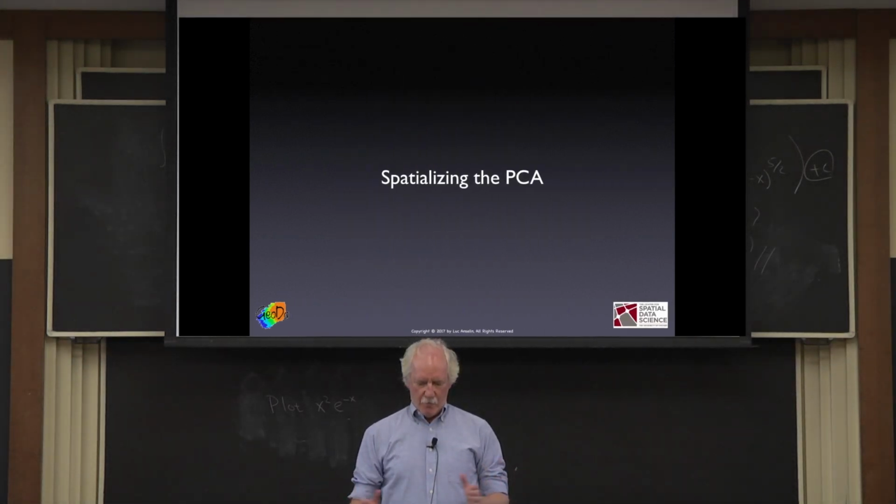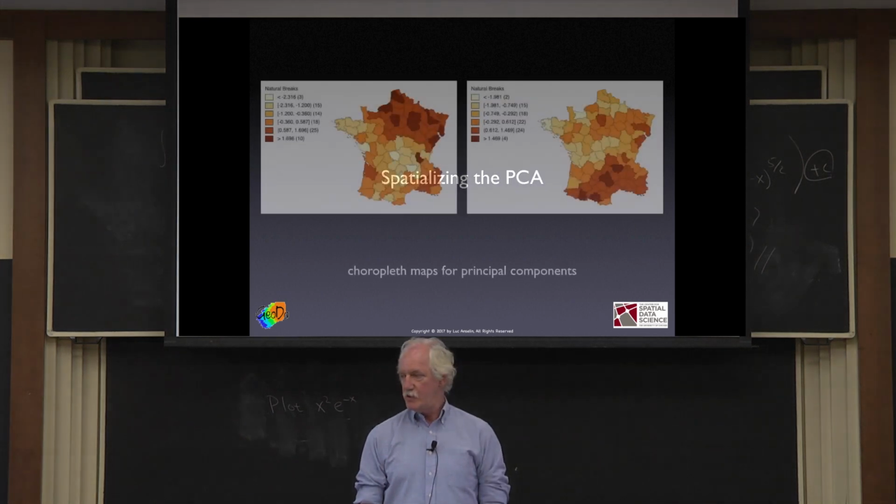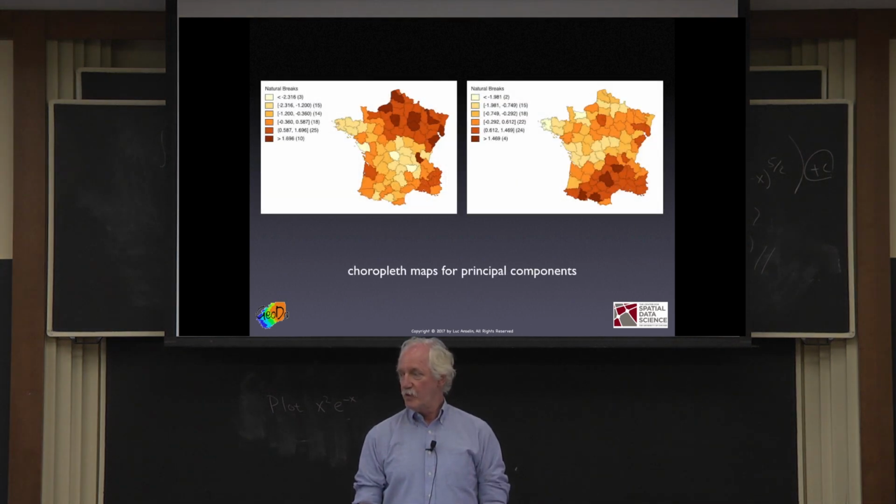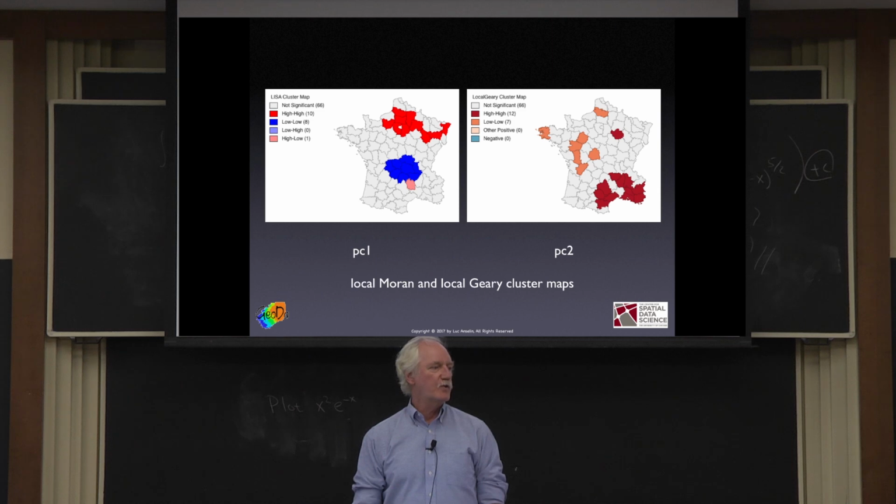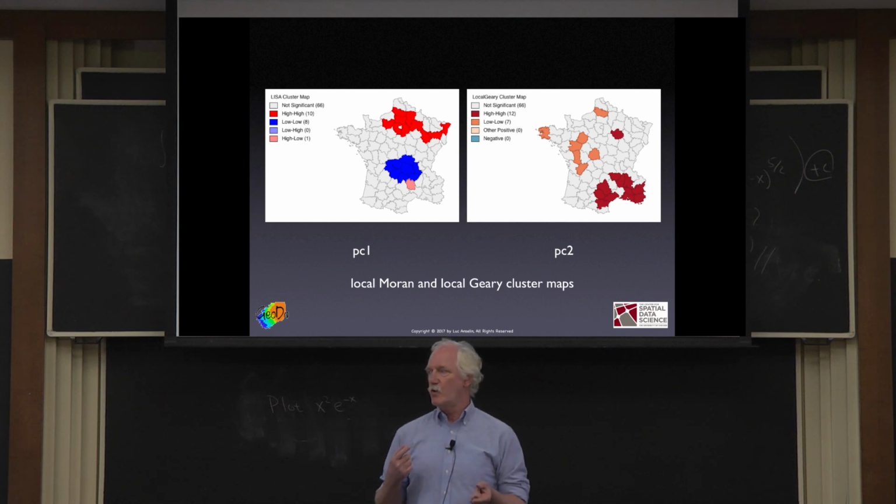So that's one approach, and it's non-spatial, but how can we spatialize this? That's what I like to do. And of course, nothing keeps you from making maps of the spatial distribution of the principal components, or to find local clusters in the spatial distribution of components, which is another way of thinking about multivariate local clusters.